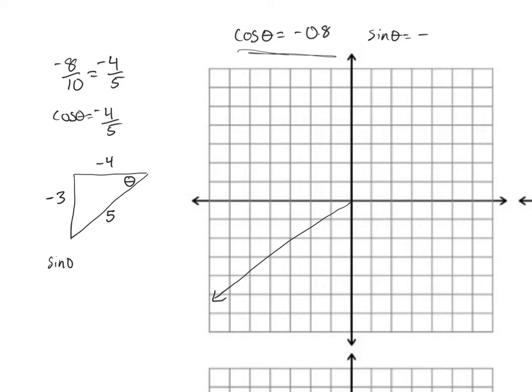So my sine of theta, negative 3/5. My cosine already given, so tangent of theta is negative 3 over negative 4, so that's positive 3/4. My cosecant of theta is the inverse, so negative 5/3. Secant of theta is my inverse, negative 5/4, and cotangent of theta is the inverse, which is 4/3.